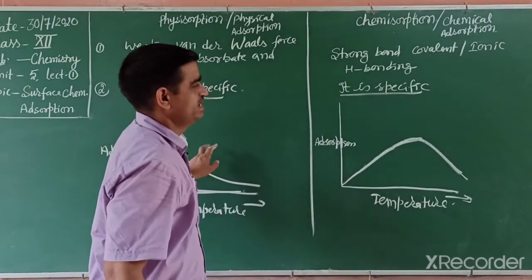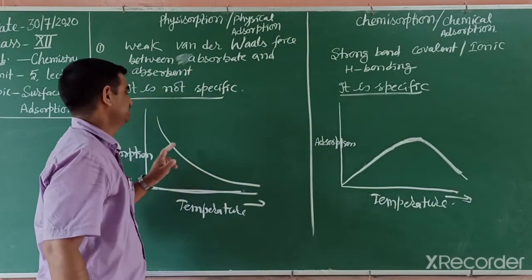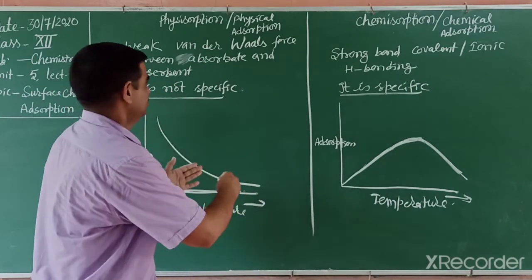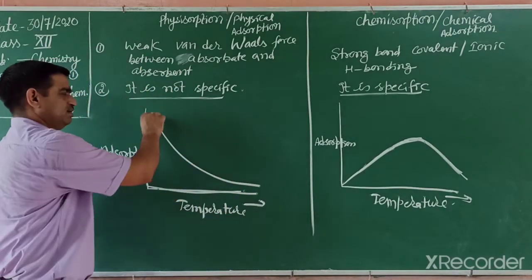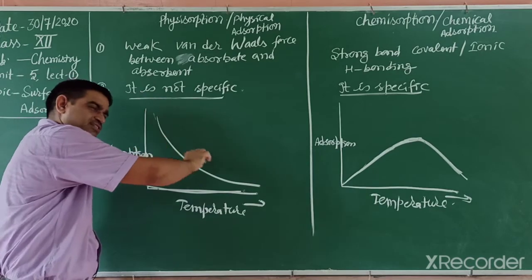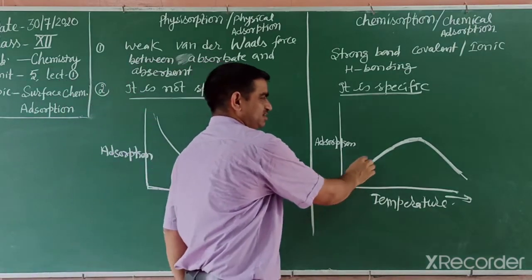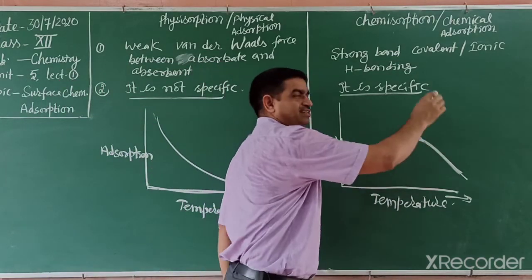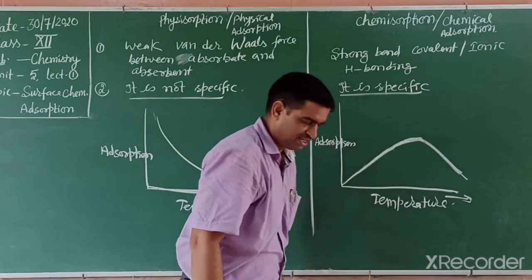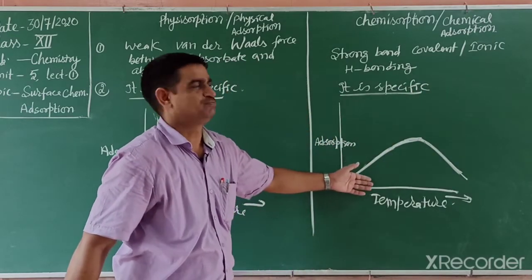So this is the main difference, which many times comes in exams: comparison of physisorption and chemisorption. Physisorption decreases, while chemisorption first increases, reaches a maximum, and then further decreases. So these are the reasons that it is highly specific.